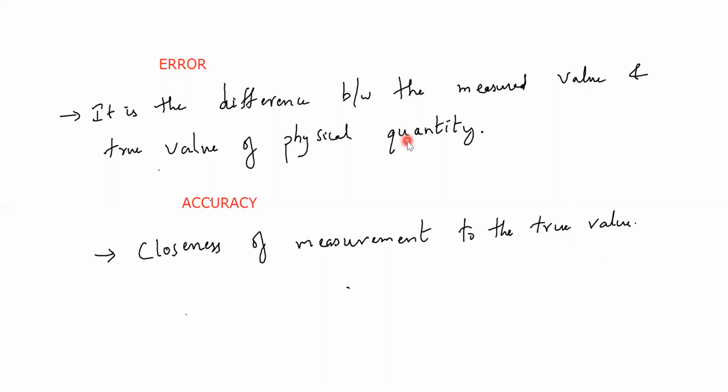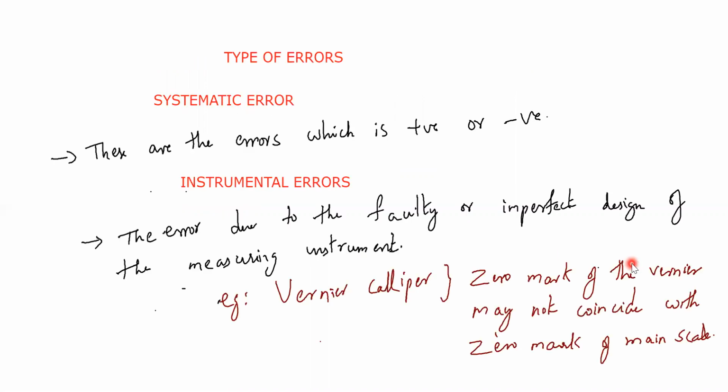Accuracy. How accurately I am measuring that particular value. It is the closeness of measurement to the true value. Then there are types of errors. Systematic errors. Okay, so systematic errors are only two things. Those errors which are either positive or negative errors.